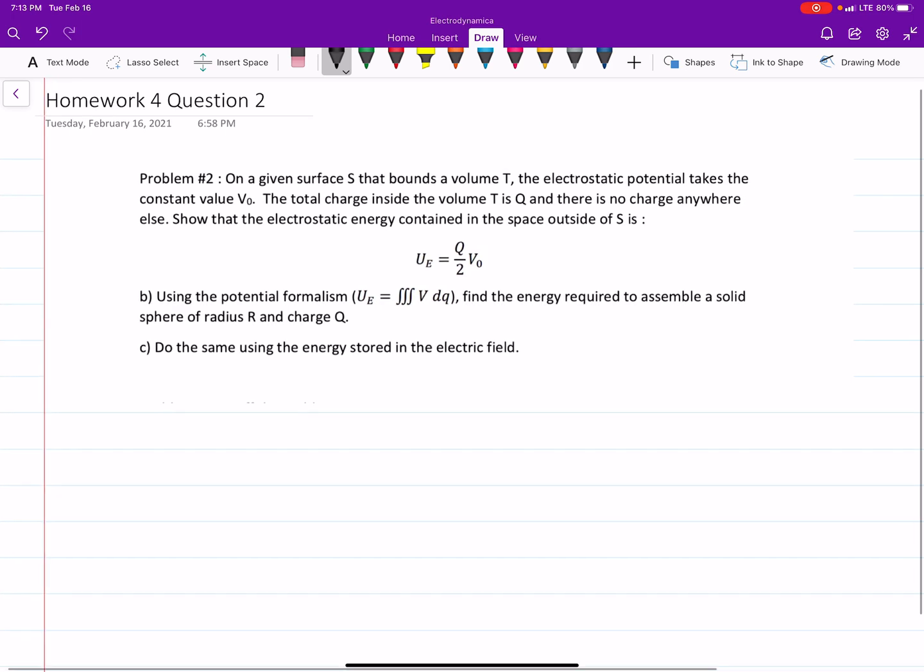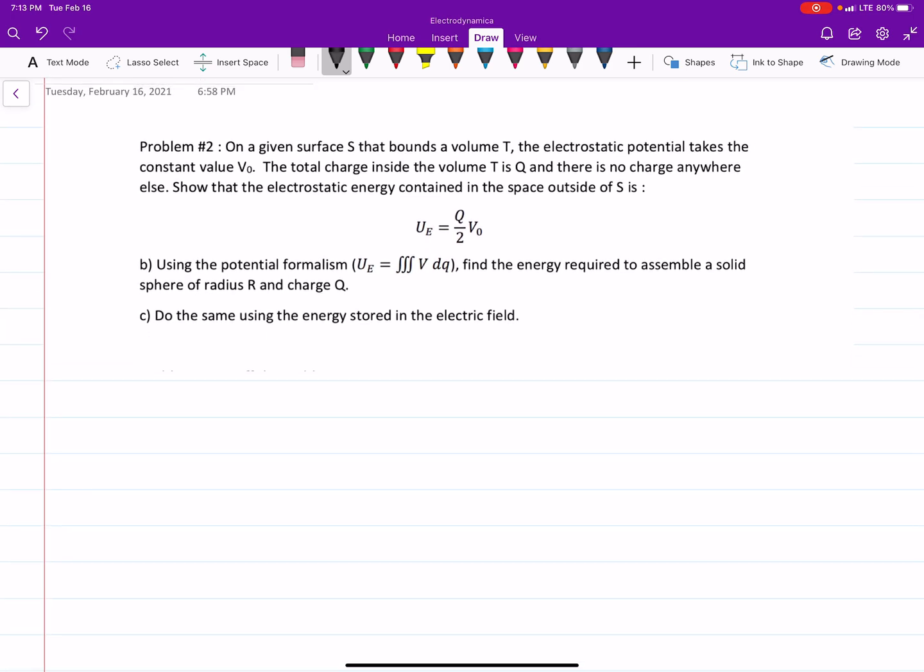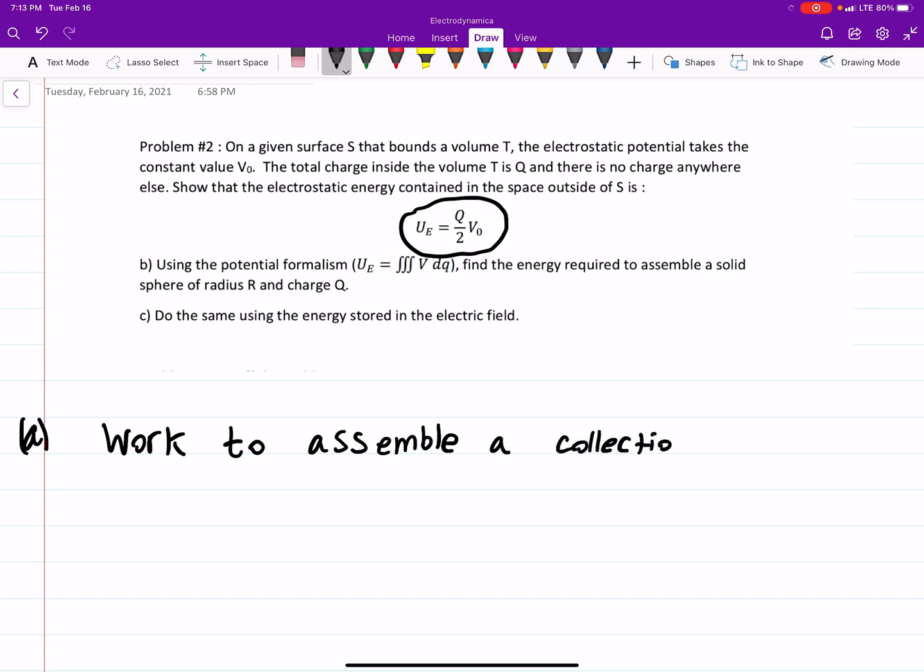So part A is a bit of a proof. We ultimately need to get to this stuff. So the work to assemble a collection of point charges. And for the record, if you wanted to just skip some of this, you could, but I'm trying to show as much of the definition as I can without making it ridiculously long.